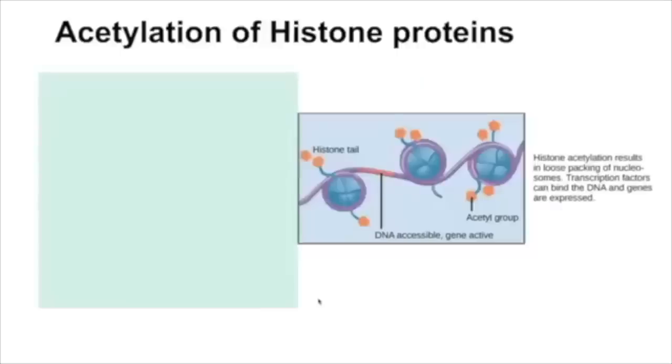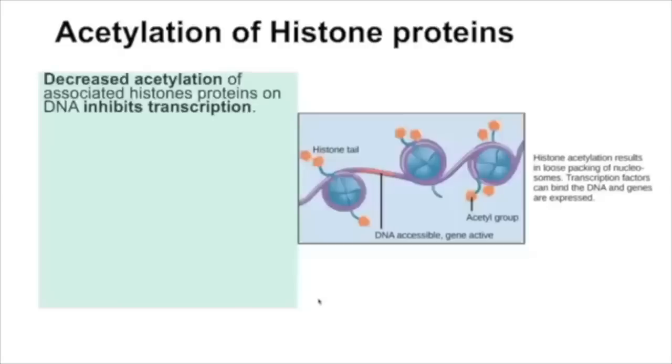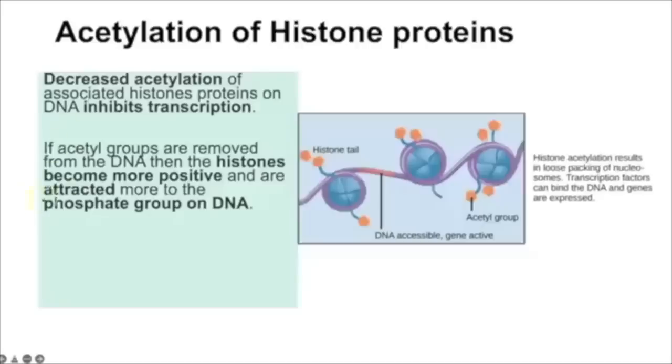Now the opposite is acetylation, and that is when acetyl groups are added. But they don't bind to DNA, they actually bind to the histone protein, which is what the DNA wraps around. And decreased acetylation, so if you don't have very many acetyl groups bound to the histones, that will also inhibit transcription. If acetyl groups are removed from the DNA, then the histones become more positive.